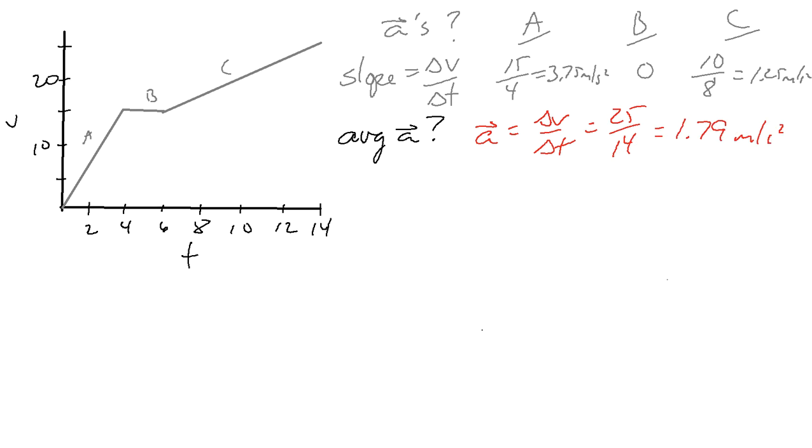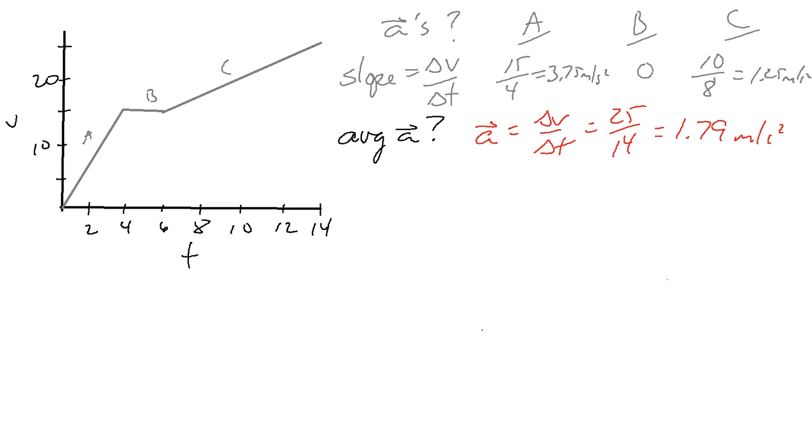Now, mathematically, if I would take a line and I go from beginning to end like this, the slope of that line would be 1.79 meters per second squared because it represents the change in V and the change in T for the entire thing. Okay, so that's sort of how that would kick in. All right, so that's how we can find the acceleration for this guy.